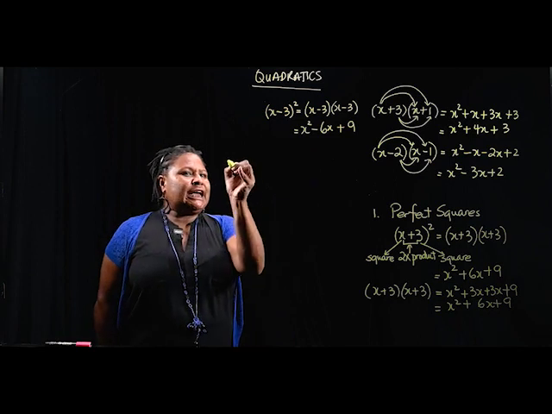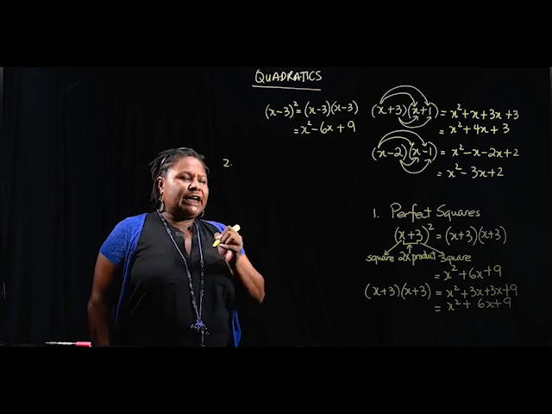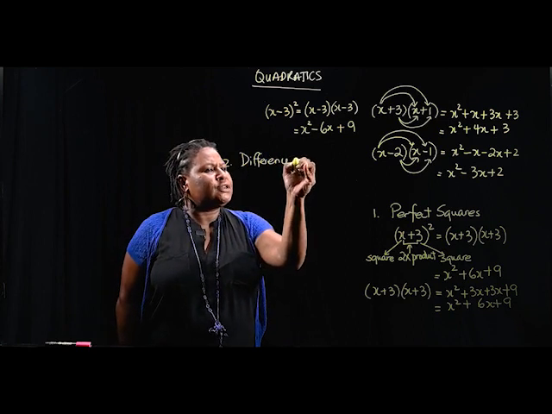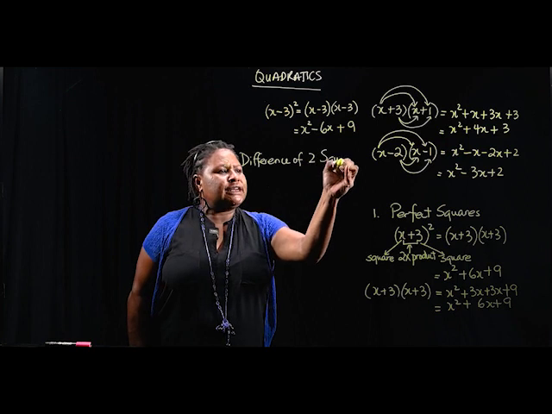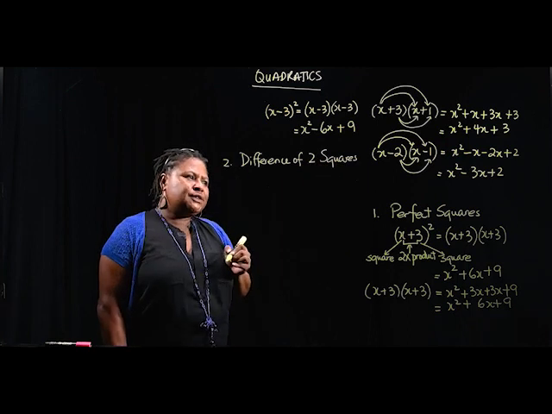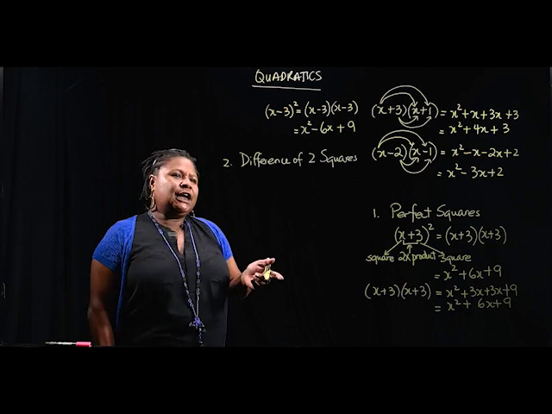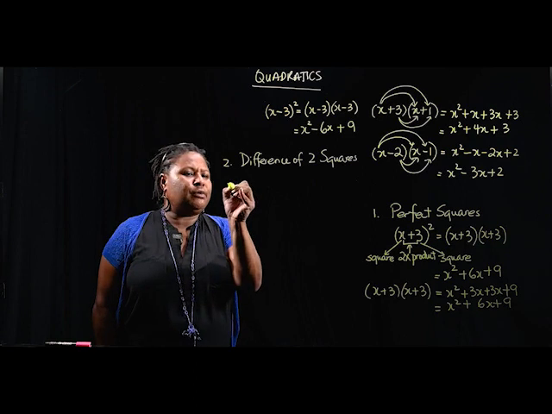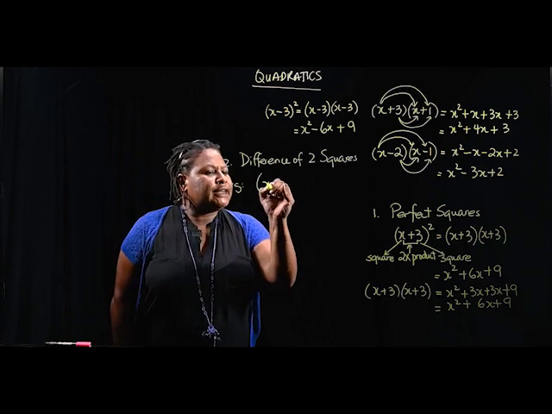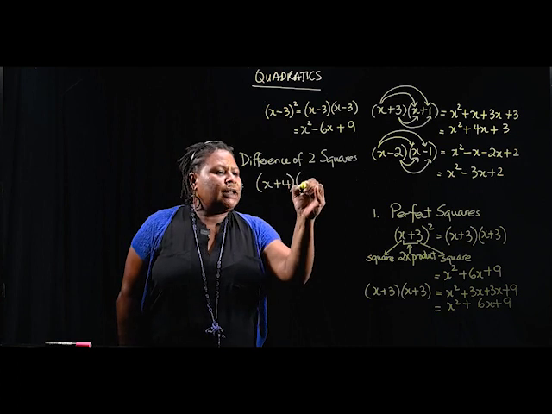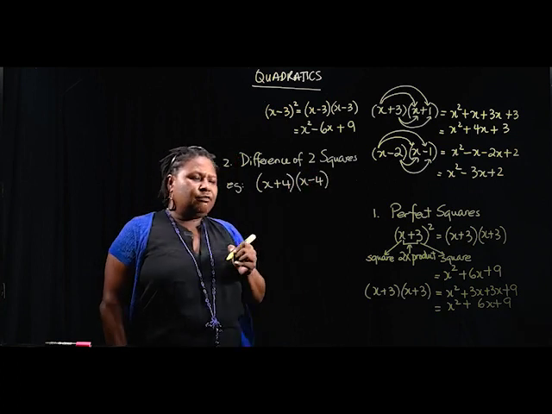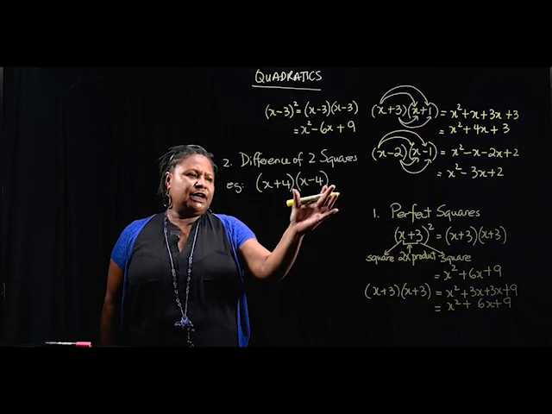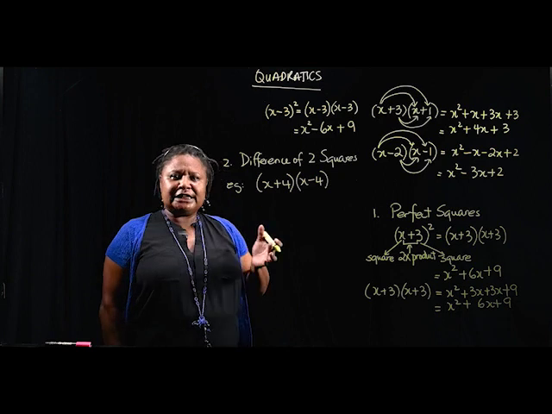The second special case is the difference of 2 squares. This happens when you multiply a positive binomial by its negative. For example, x plus 4 multiplied by x minus 4. So same terms, except that one linear expression is positive and the other linear expression is negative.